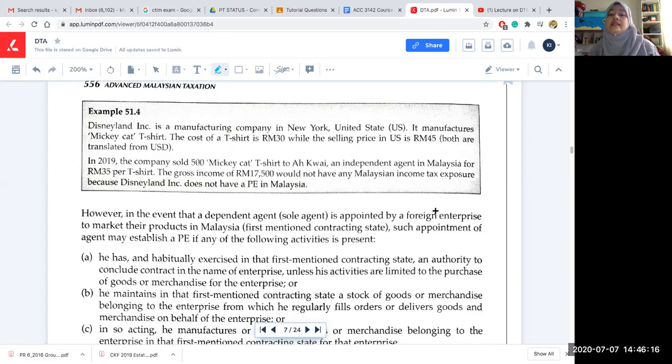In this case, even though the US company has income from Malaysia, it doesn't have to pay tax in Malaysia. Disneyland Inc. has a business with Malaysia, but it doesn't have a business in Malaysia. Because of that, it doesn't have to pay tax in Malaysia. There's no tax exposure in Malaysia.